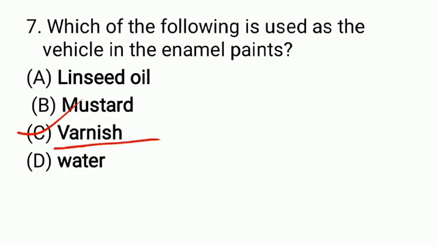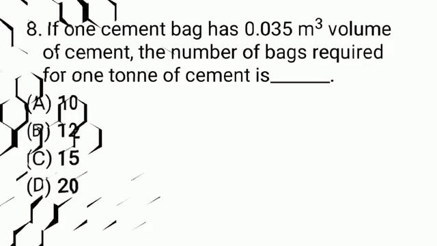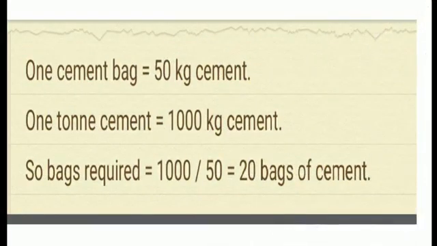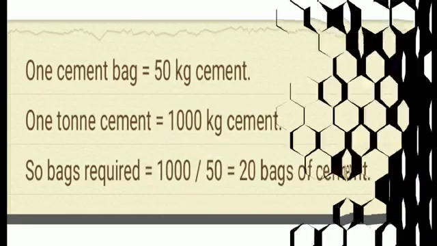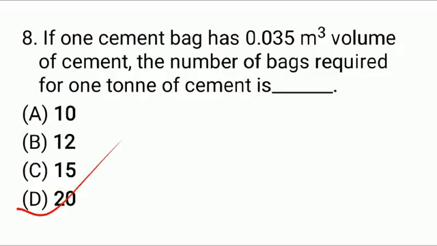Okay. So our next question will be, if one cement bag has 0.035 meter cube volume of cement, the number of bags required for 1 ton of cement is. So how much? Here I made a solution for this. One cement bag contains 50 kg of cement. 1 ton of cement means 1000 kg of cement. So bags required is 1000 by 50, that is 20 bags. So our answer will be D, that means 20 bags of cement.